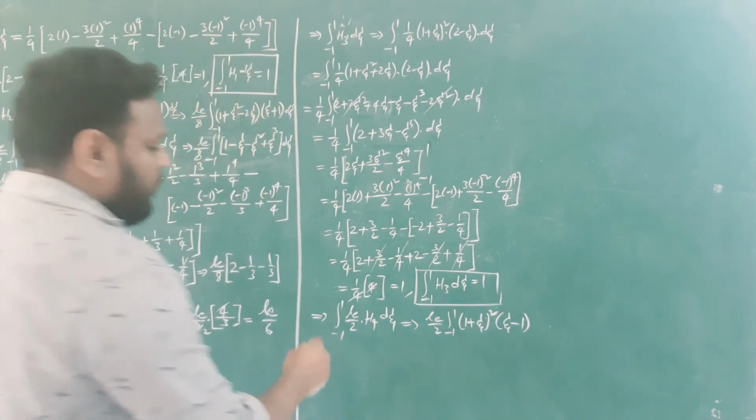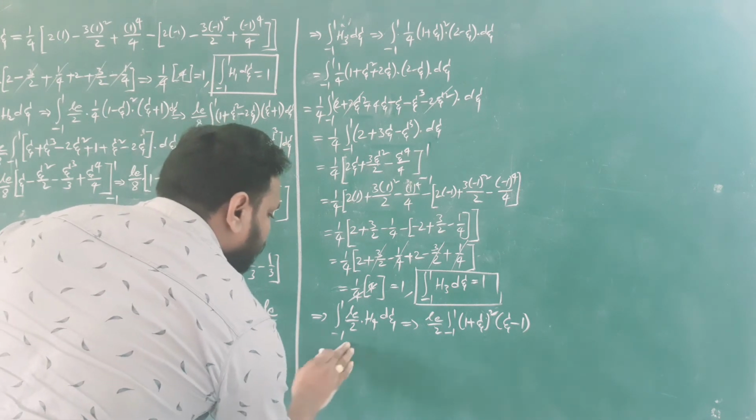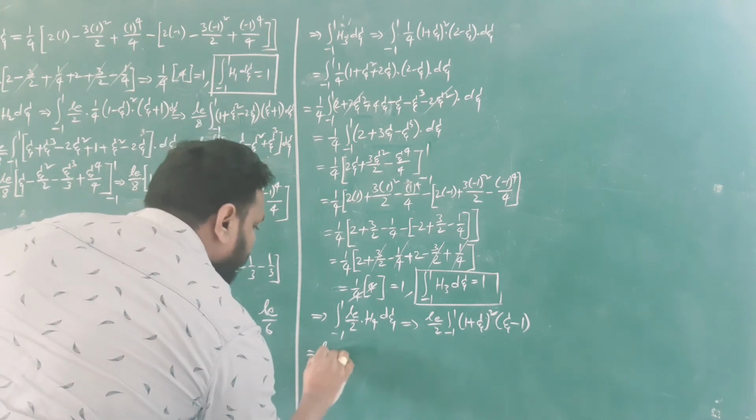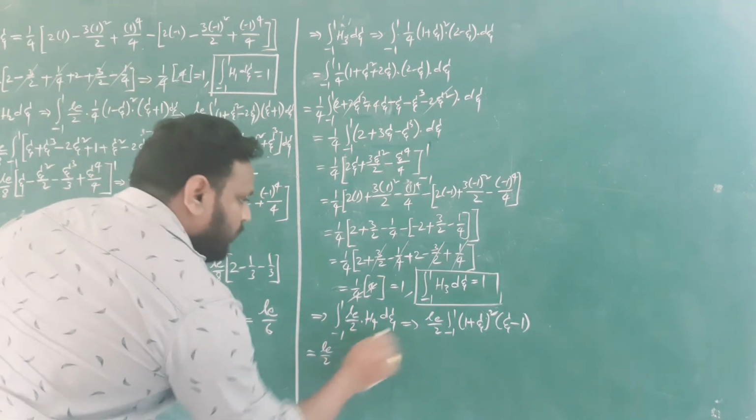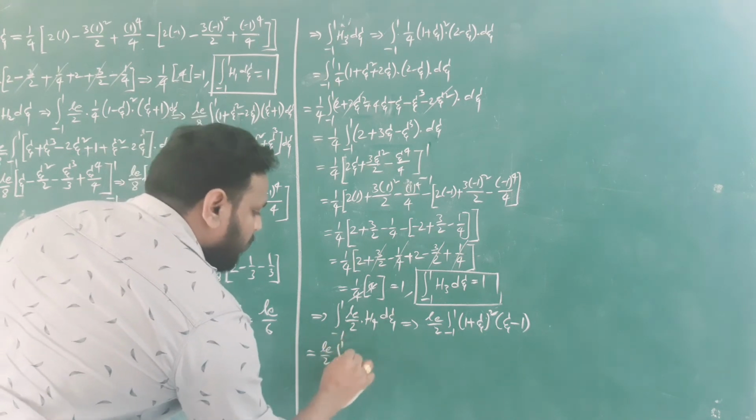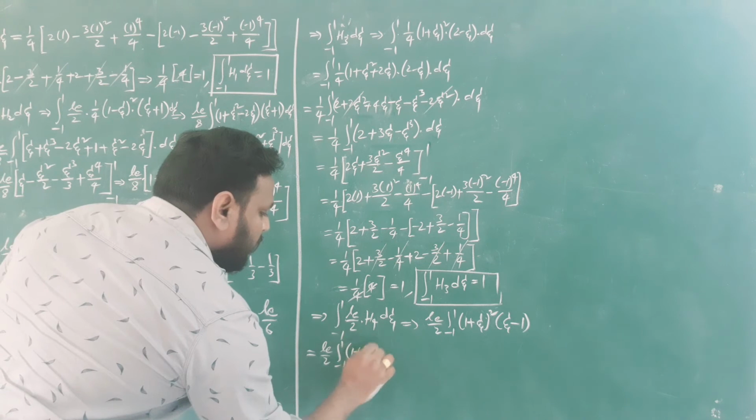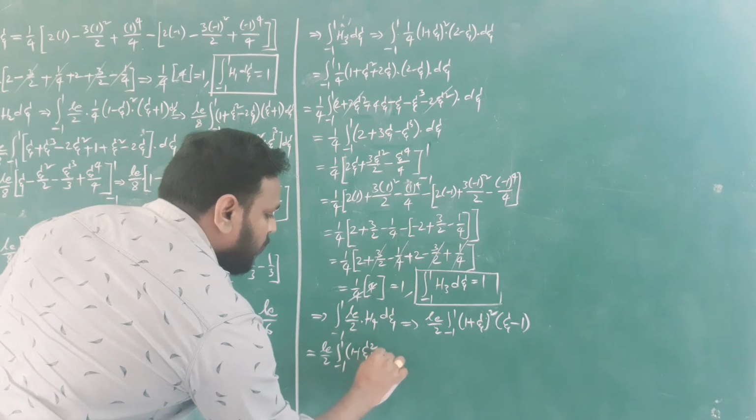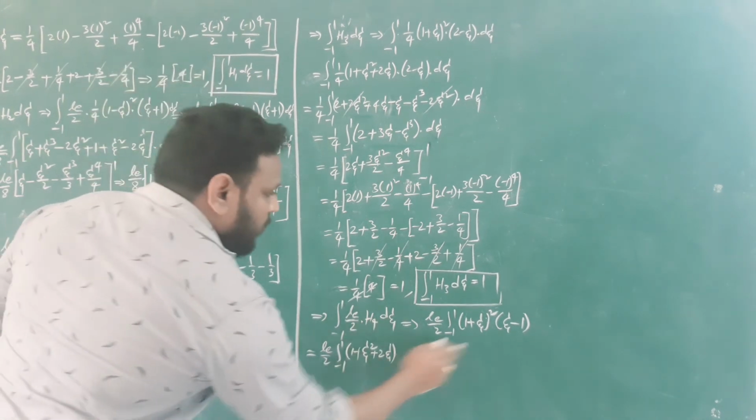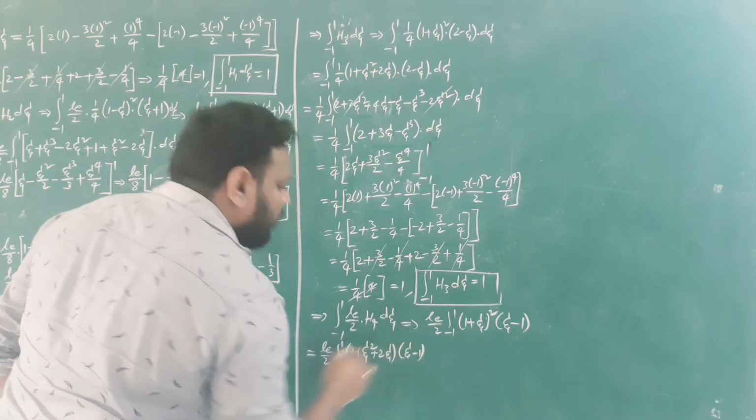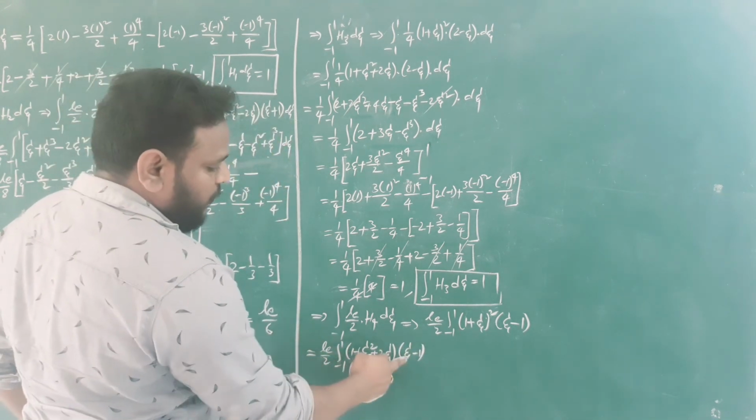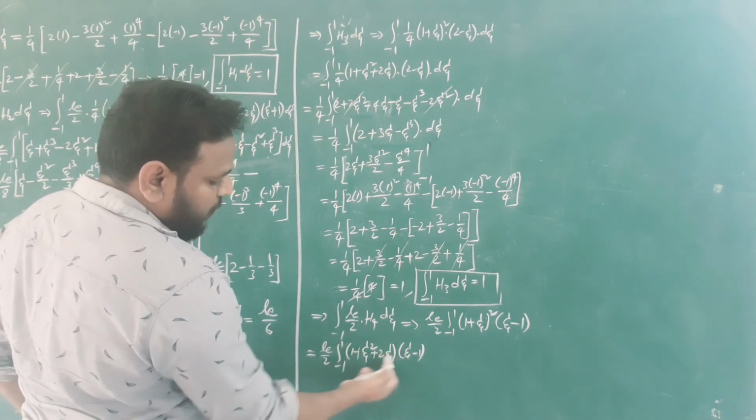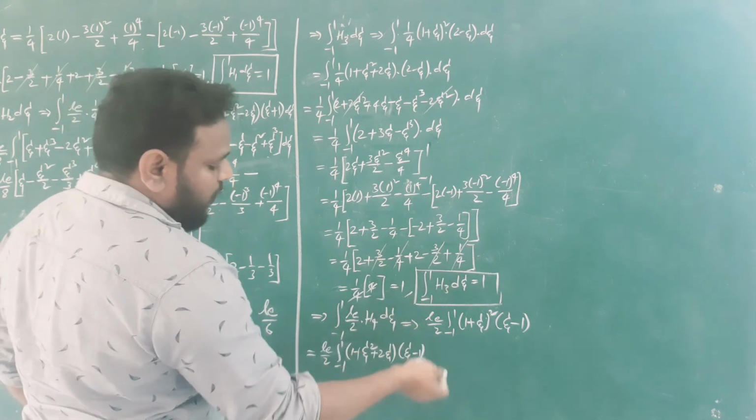Okay, now write it. It is equal to le by 2 into the integral from minus 1 to 1 of (1 plus j square plus 2j) into (j minus 1). Okay, this is the final equation. First we have to split it: first we have to multiply with j and then with minus 1. We will get the final equation.